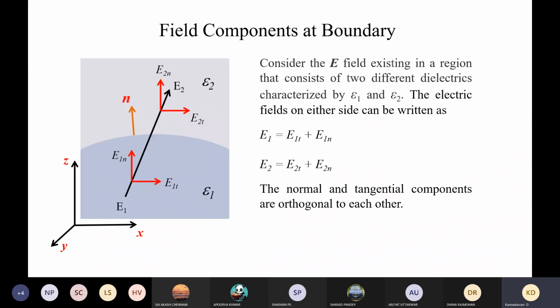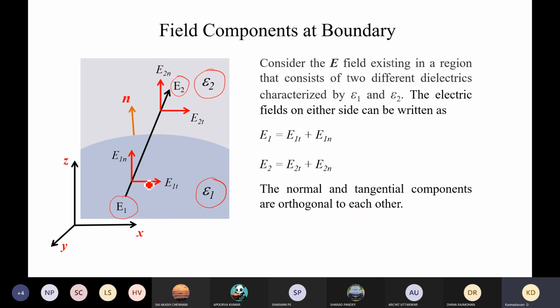So in order to study this particular boundary condition, we are going to assume that a field is traveling from one medium to another medium. The first medium has dielectric constant 1, and medium 2 has dielectric constant 2, and a field is traveling with a magnitude of E1, crossing the boundary and traveling to the other. In order to distinguish, we are going to say this electric field at medium 1 is E1, and here it is E2.